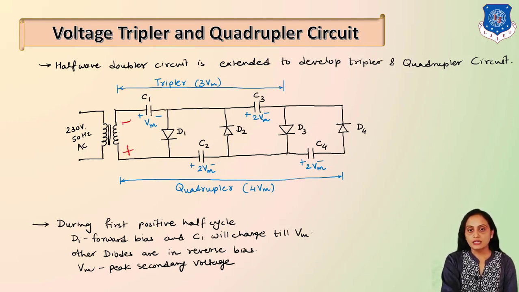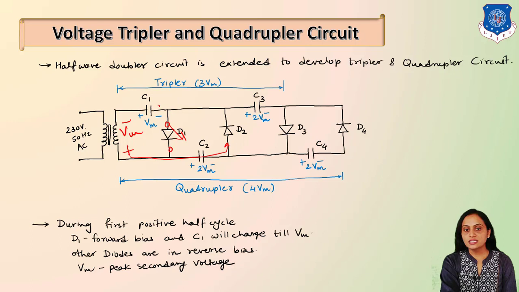In the first negative half cycle, we have the polarity of input voltage something like this, and C1 is already charged to Vm. Now D1 will remain off, so it will act as an open switch. Due to this negative half cycle polarity, D2 is forward biased, and due to that capacitor C2 will charge through the path through D2. The voltage on the plate of the capacitor will be 2 Vm, which is the addition of Vm and Vm, with the polarity plus on this side and minus on this side.